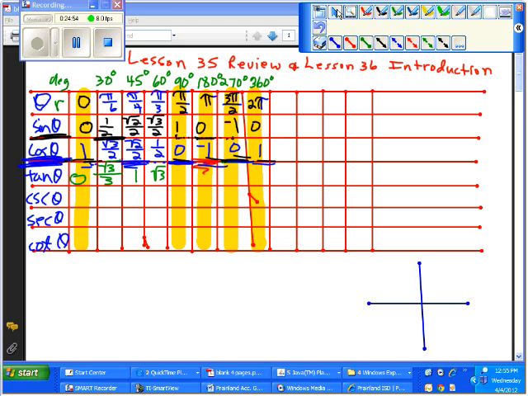Okay, the tangent of 90 is... the tangent of 0 is 0. Tangent 90 is undefined. The tangent of 180, back to 0. The tangent of 270, negative undefined, still undefined. And the tangent of 360, well, that's back to 0, so it's 0, okay?